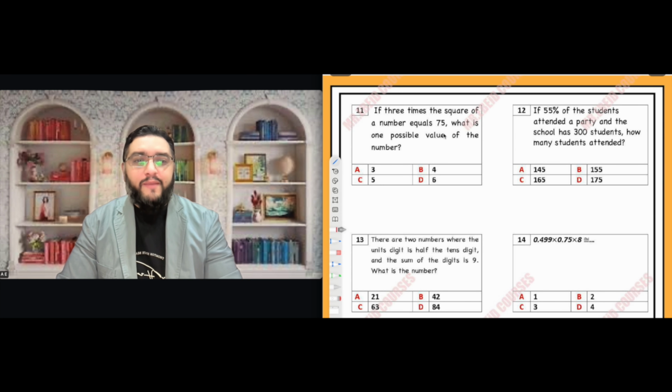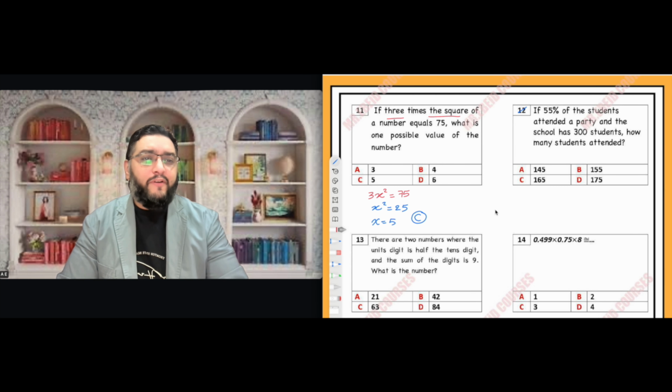If 3 times the square of a number equals 75, what is one possible value of this number? Let the number be x. So 3 times the square will be 3 times x squared. This is equal to 75. Now we have an equation. We can solve it. Divide both sides by 3. X squared equals 25. Take the square root of both sides. X equals 5. So the answer is. Let's move to question 12.